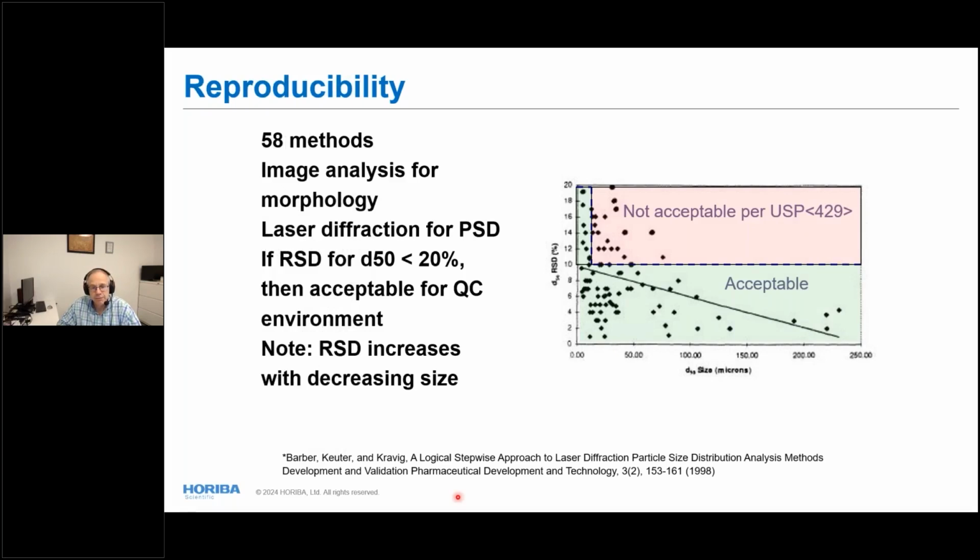Now, here's some data that was done looking at laser diffraction and the repeatability, and the limits increase with decreasing size. So you have a non-acceptable regime where for larger particles, your relative standard deviation has to be less than 10%. And these are real samples, so you're actually including other effects beyond the analyzer. And then for the smaller ones, we can let the relative standard deviation go to 20%. For a number of samples at this customer lab, they found that there were non-acceptable ones.